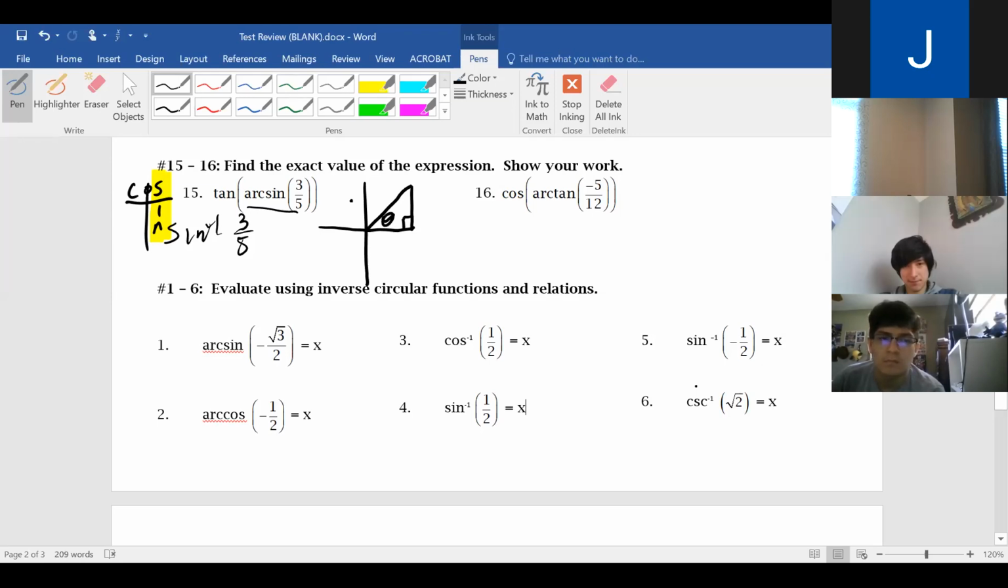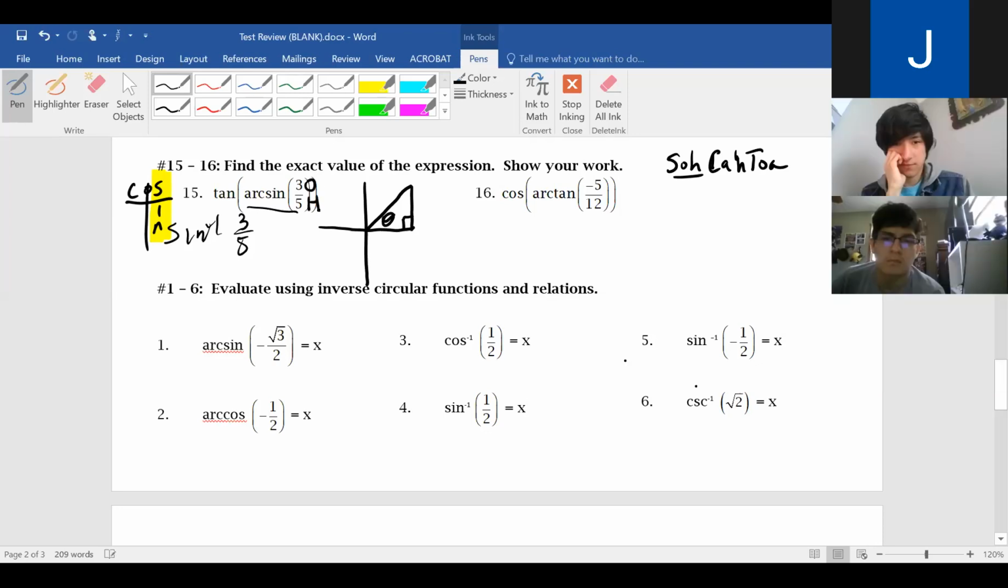Theta, you got to know your SOHCAHTOA. So sine is opposite over hypotenuse. So this is the O, the opposite is 3, hypotenuse is 5, do Pythagorean theorem. Otherwise, memorize that it's a 3, 4, 5 triangle. So this here gave you the way to draw that picture and get to the 4.